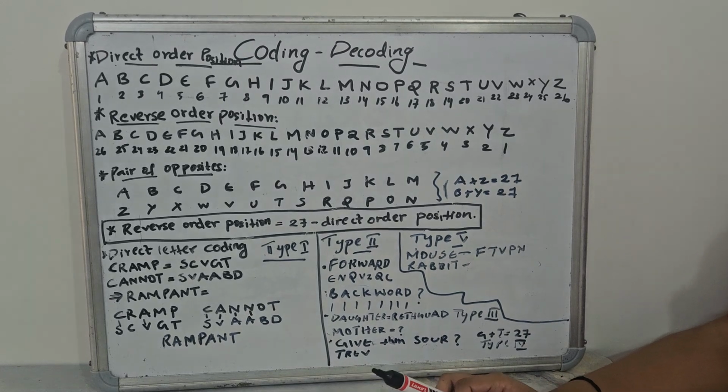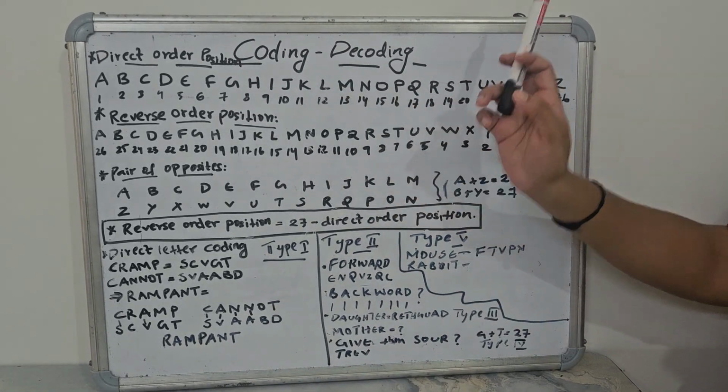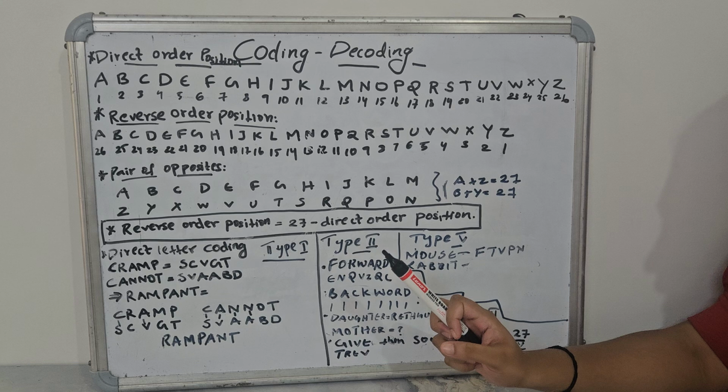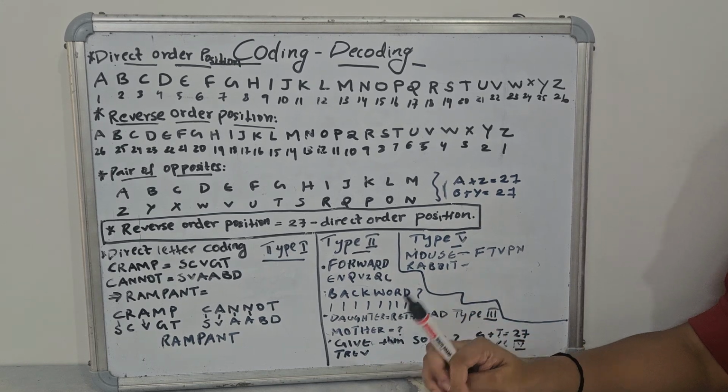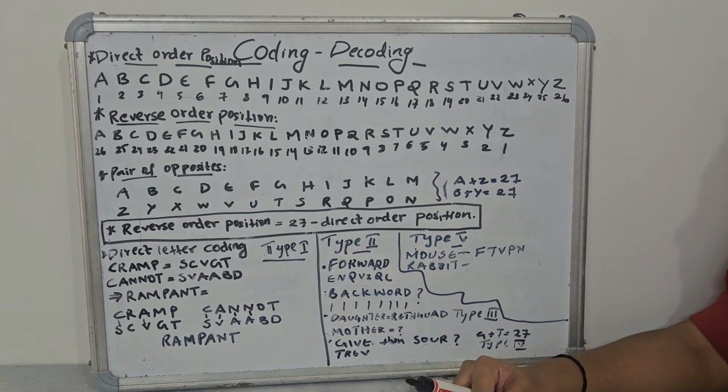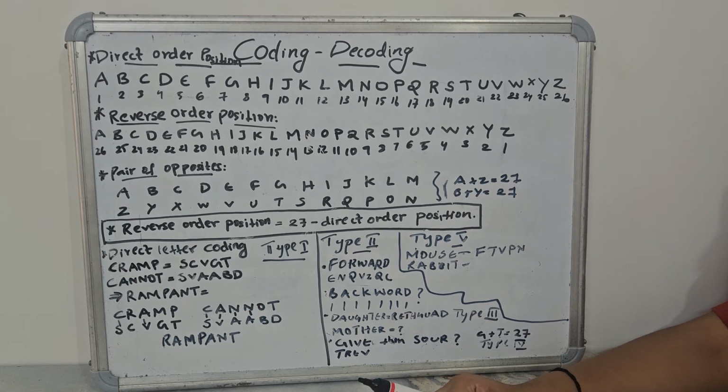In today's lecture, we are going to discuss coding and decoding. Generally, coding and decoding is used to send some very important information from one person to another. That means there is a sender and a receiver involved in this process. The sender codes and the receiver decodes.